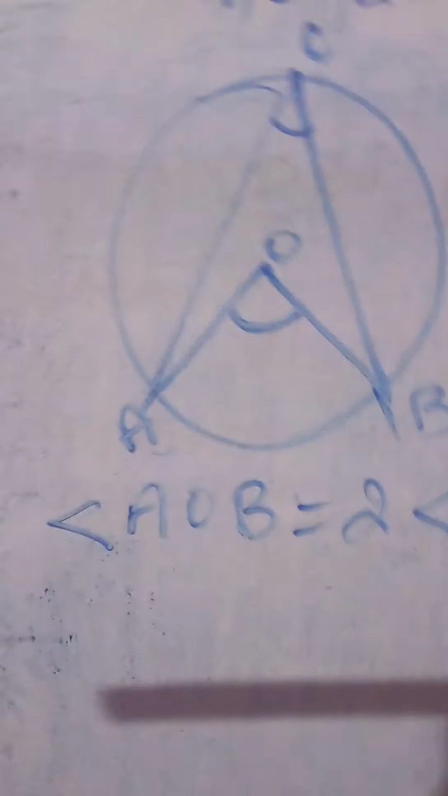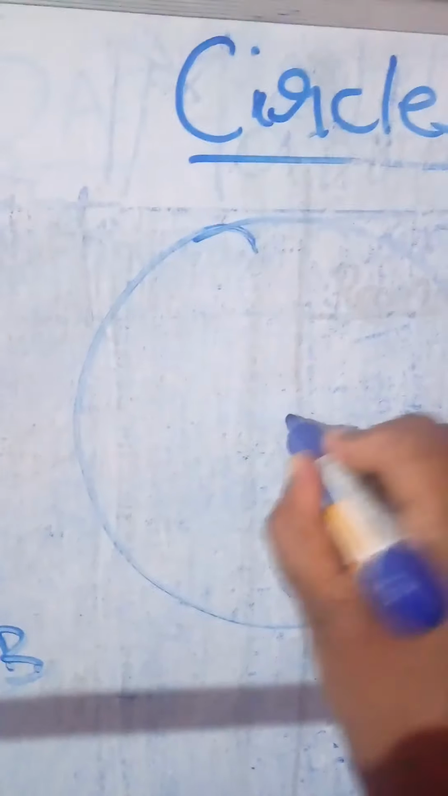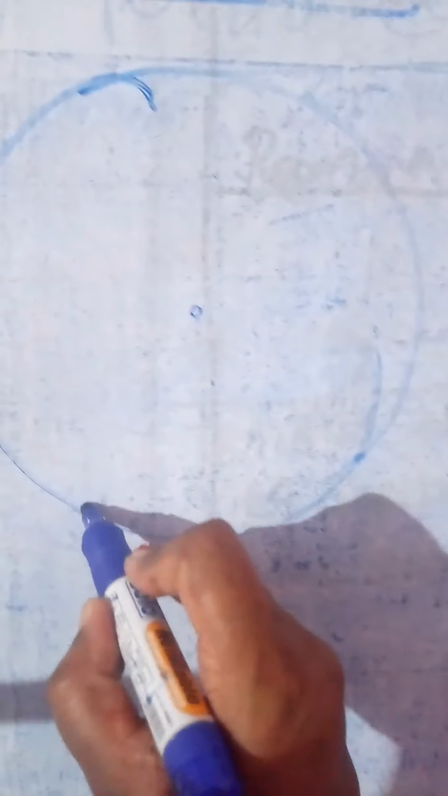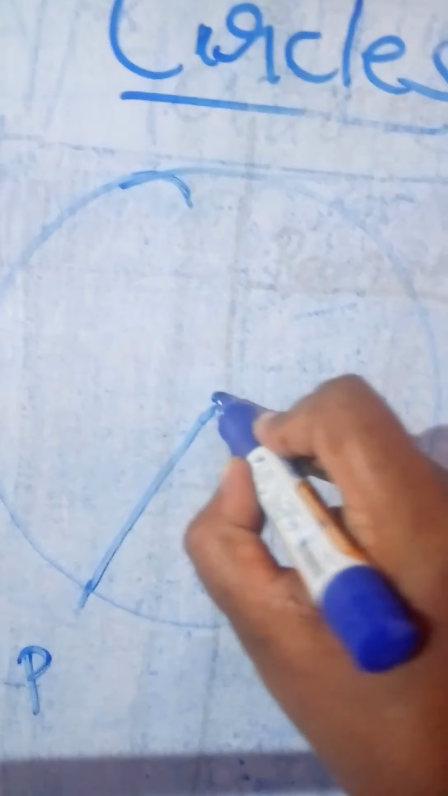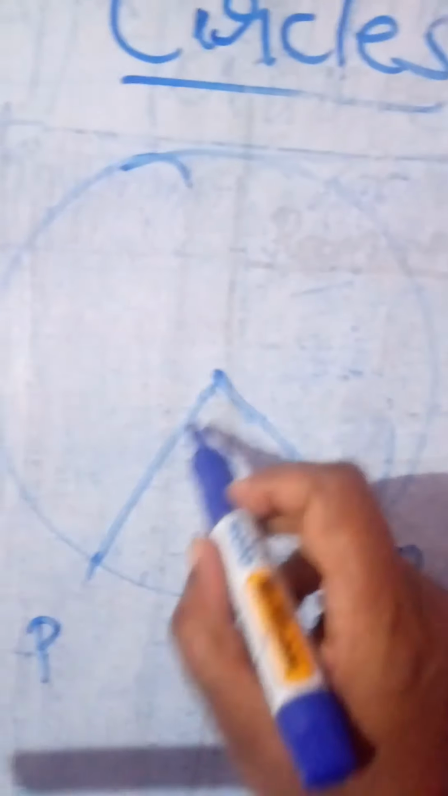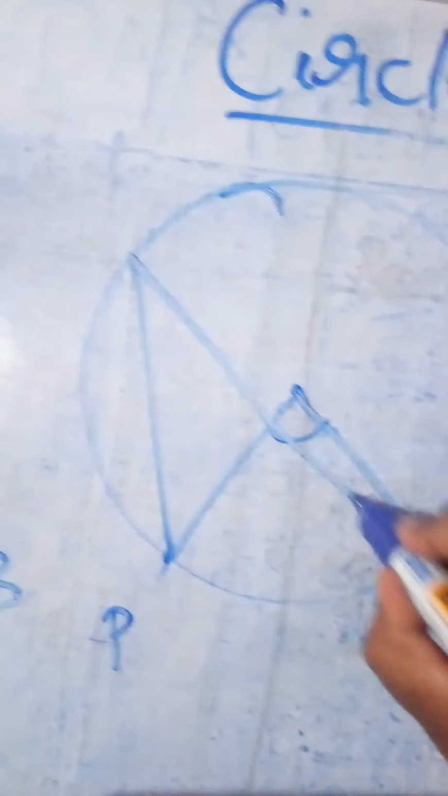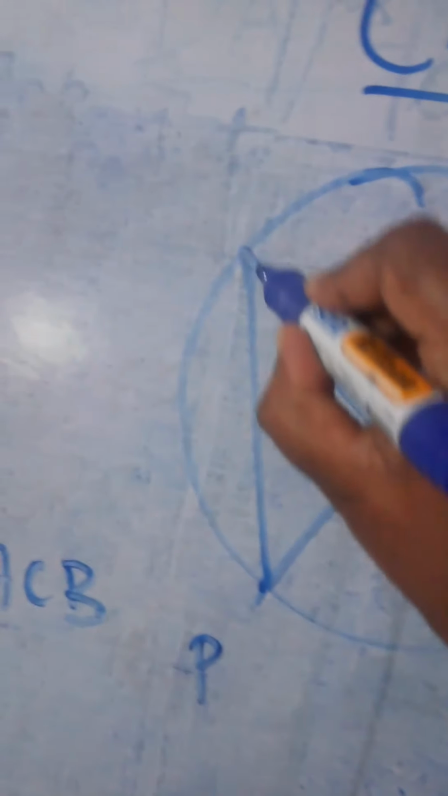Now this can also be like this. This is a circle, and this is the center of the circle. Now this is the arc PQ, if I name it PQ. This is subtending an angle here at the center. Now this is the angle subtended at the circumference. Now if I name it R.